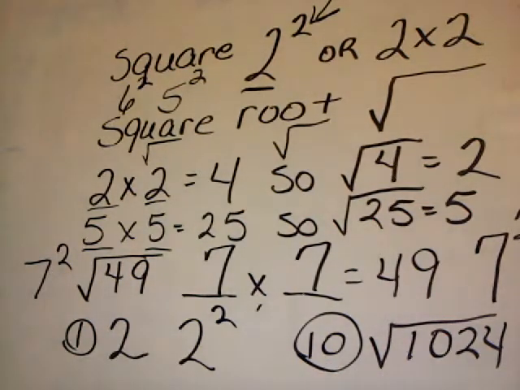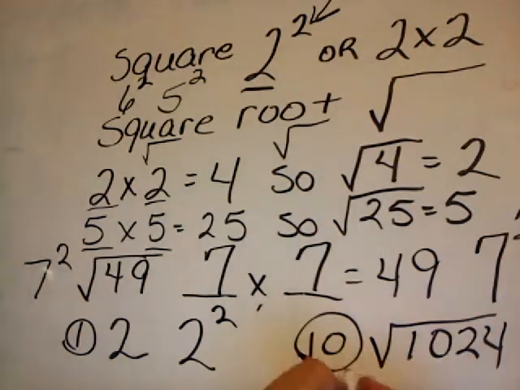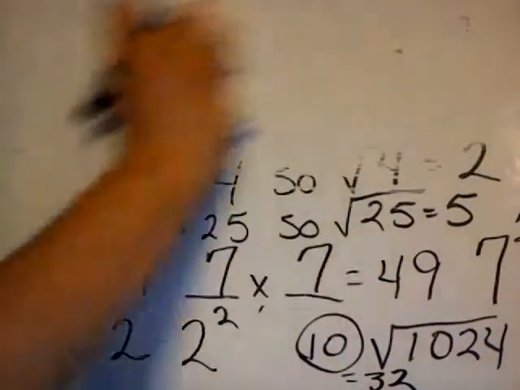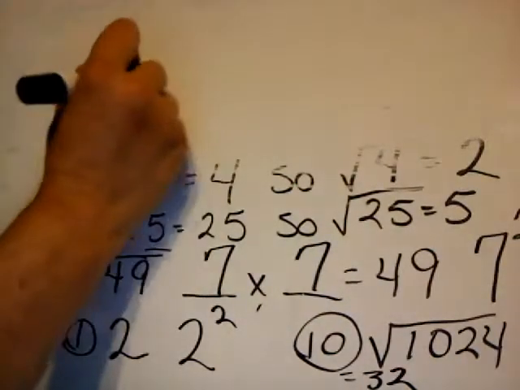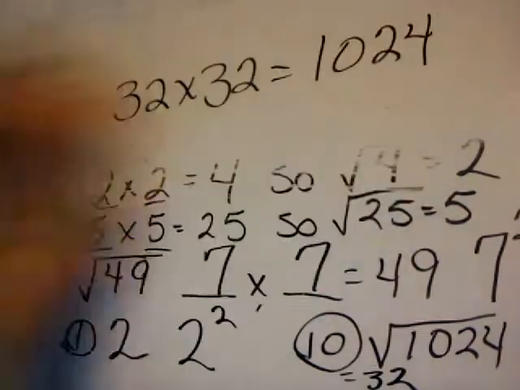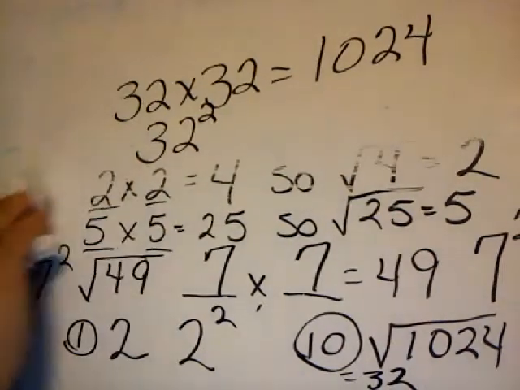Now look at this number 10. Number 10 wants us to find the square root of 1024. Again, I have given you a list of perfect squares, so if you'll click on that and you scroll up at the top, you will see that the answer is going to be 32. Okay? So that means that 32 times 32 equals 1024. So 32 squared is 1024.